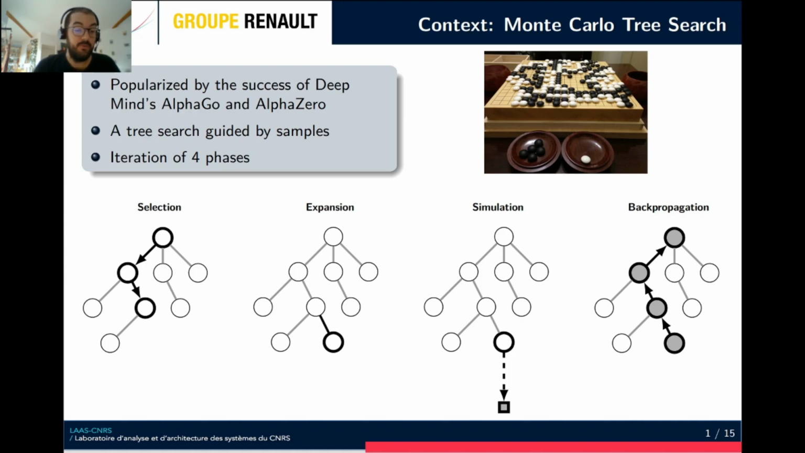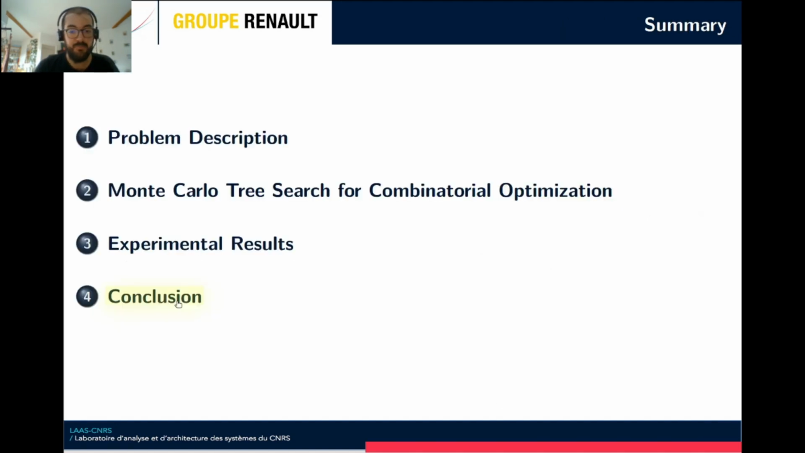So we decided to use this algorithm to solve a scheduling problem. First, I will introduce this problem, explain why we thought this algorithm would be good, and then I will describe deeper the principles of the MCTS when it is applied to a combinatorial optimization problem and the adaptations we made to obtain good results for our problem. And finally, I will show some experimental results before concluding.